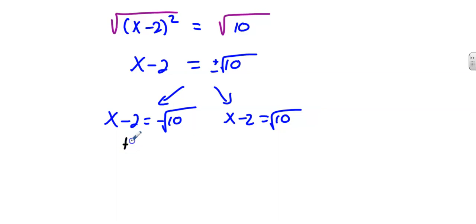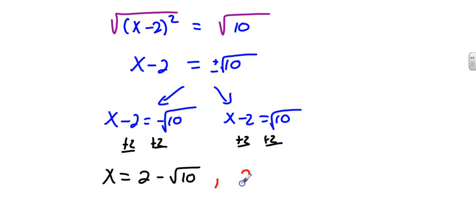Okay, so then add the 2 to both sides. So that x would equal 2 minus the square root of 10. This problem, you would do the same thing when you add 2. But for this answer, you're going to get 2 plus the square root of 10.